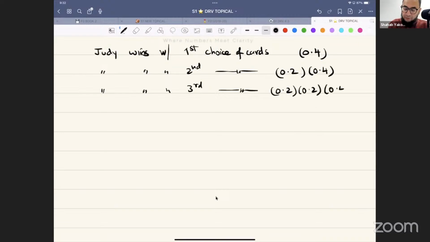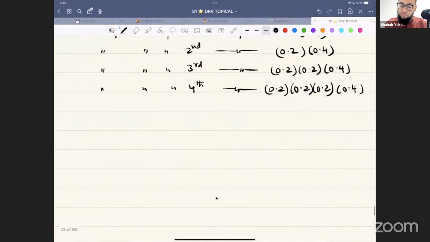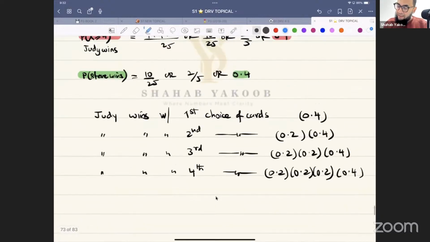Eventually, Judy has to win. Judy wins with the fourth choice of cards. That is 0.2 into 0.2 into 0.2, 3 times play again and then Judy wins into 0.4. Now Judy wins is red and play again is blue. So play again is like blue and then 2 blues and then 3 blues and then Judy wins at the end.